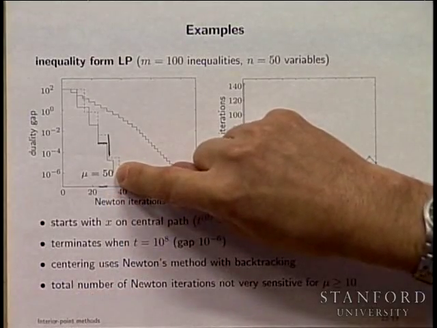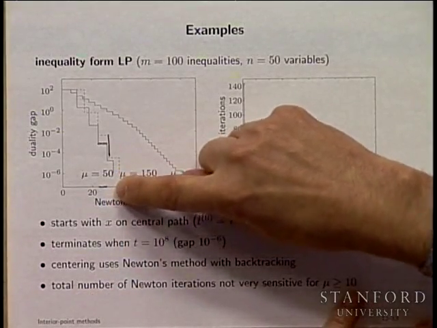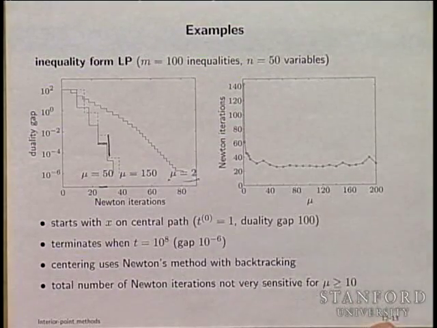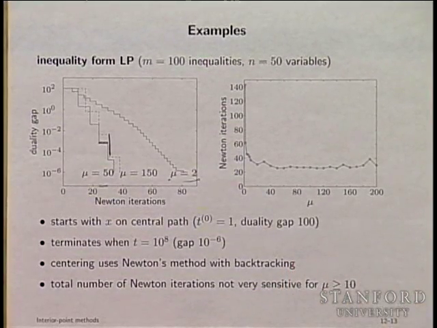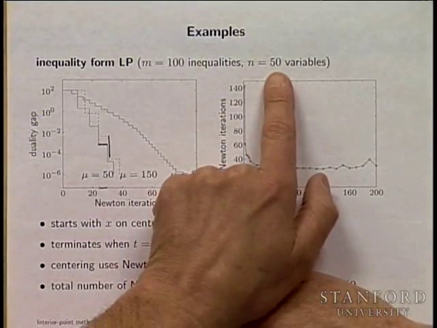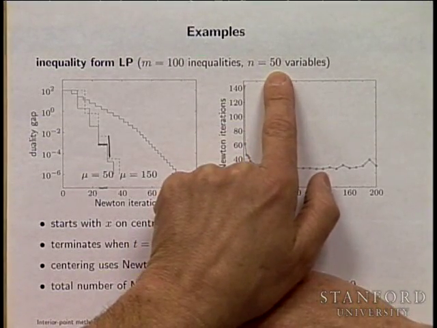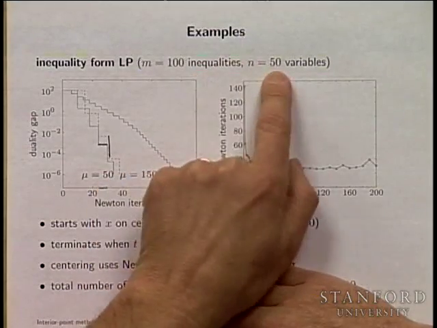Now this is really quite ridiculous because at mu equals 50, it means that with a total number on the order of 35 Newton steps, you've actually solved an LP to extremely high accuracy using Newton steps. So let's just step back and think about what that means. First of all, it's quite ridiculous. The feasible set is a polyhedron defined by 100 inequalities and 50 variables.